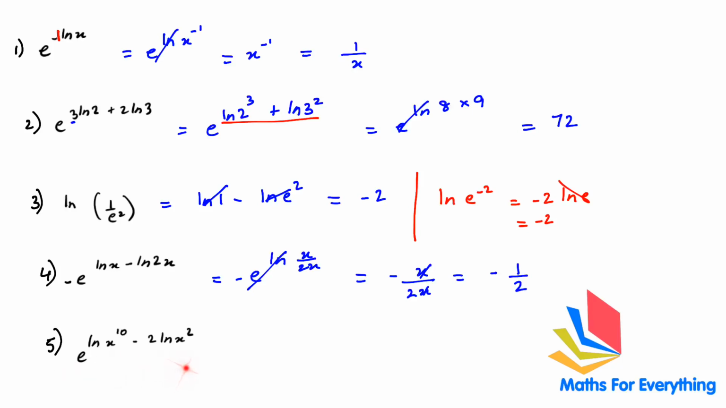We are going to use the same rules in 5. It's a minus, so e ln. Before that, there's a number here which we will write as the power. That will give us 2 multiplied by 2, 4. And now, because it is a minus, we are going to divide. e and ln will get cancelled. x to the power of 10 divided by x to the power of 4, we subtract the powers. 10 minus 4, 6. So this is our answer.